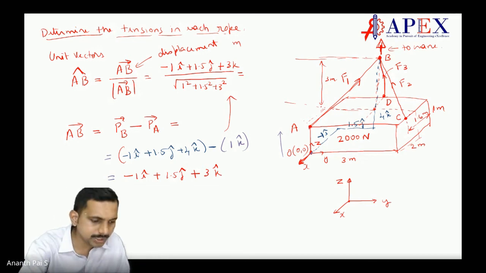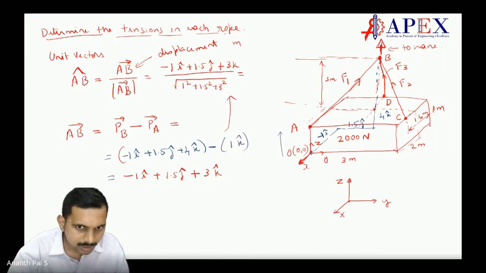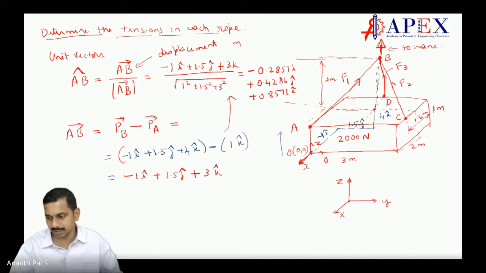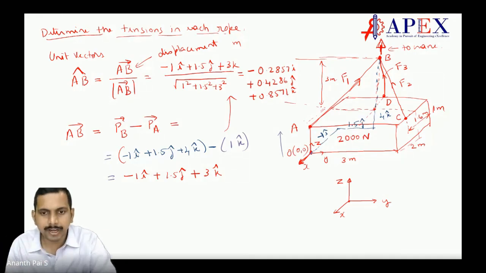Did you get this unit vector as minus 0.2857i plus 0.4286j plus 0.8571k? Did you get this? Yes, sir. Very good. Now let us find out some of the things.